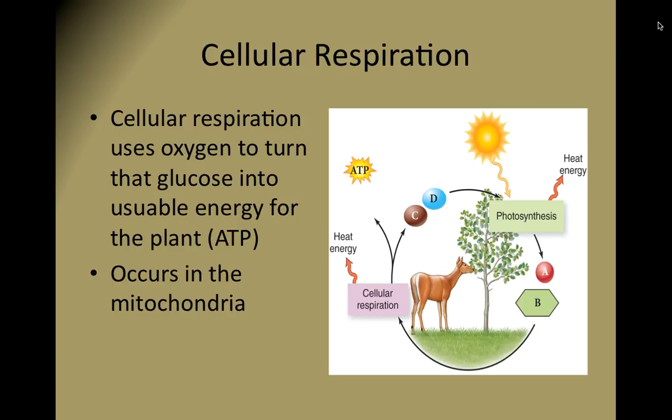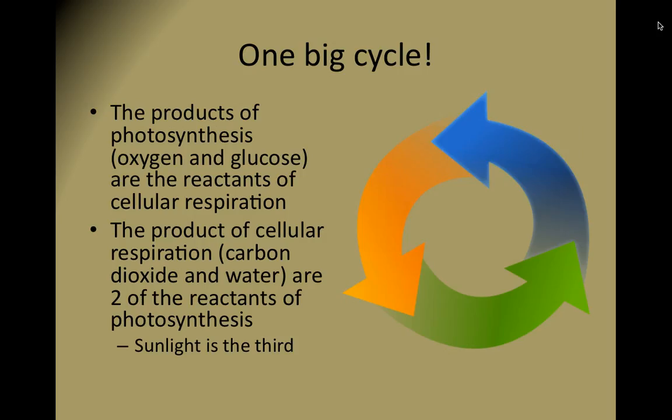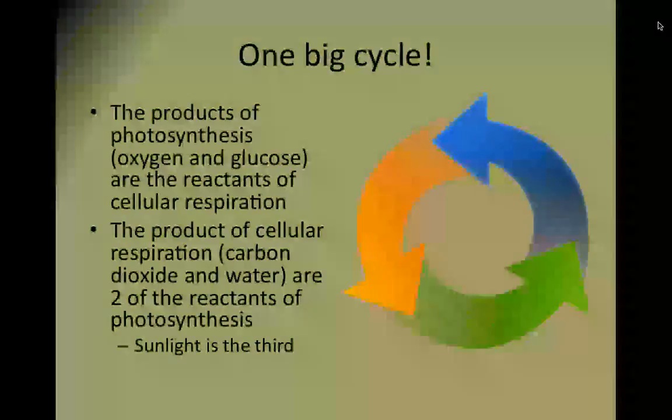Remember where we said this occurs? The mitochondria. Wait, don't animal cells have mitochondria too? Yep. Cellular respiration does not just occur in plants, but happens in humans and animals too. So, class, it really is just one big cycle.